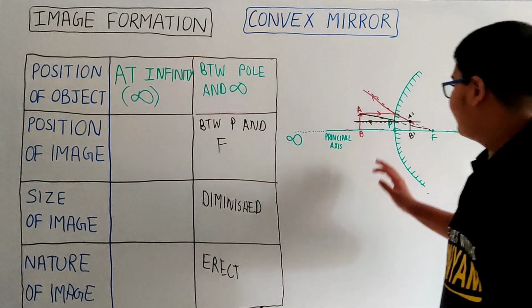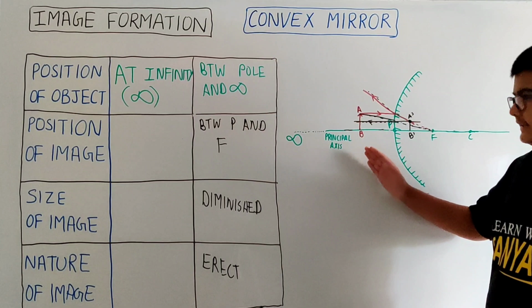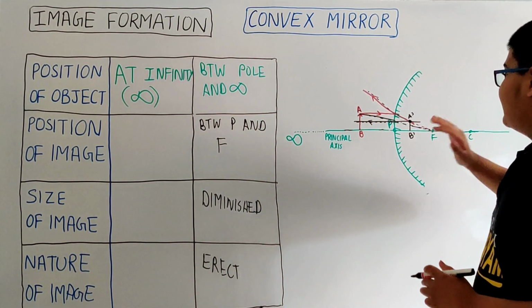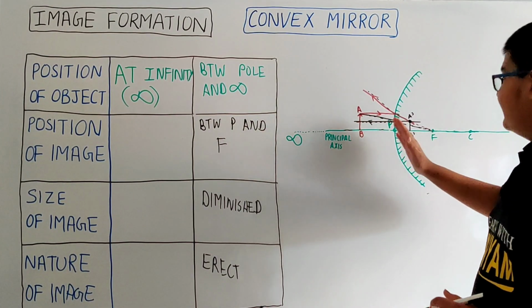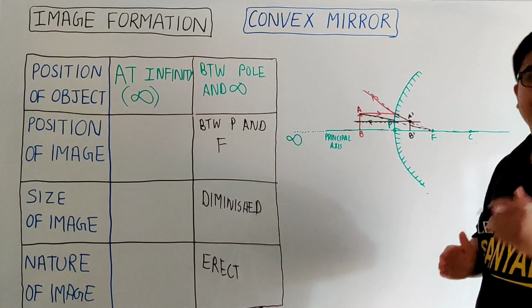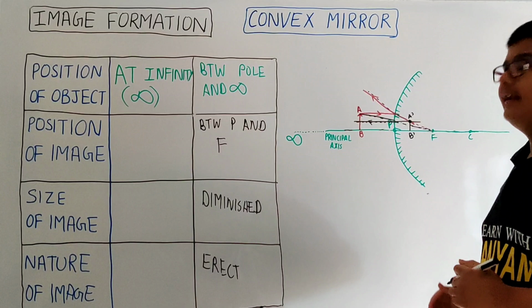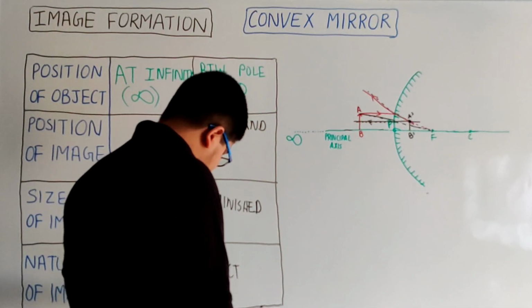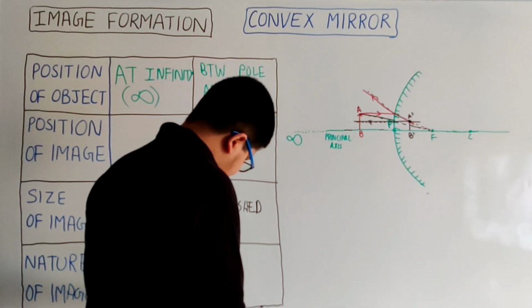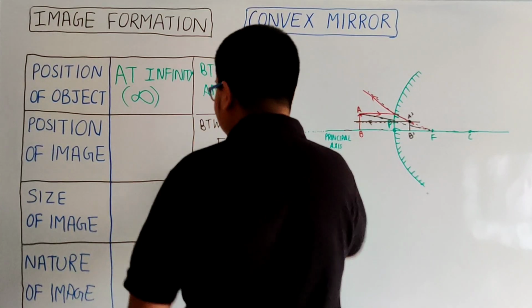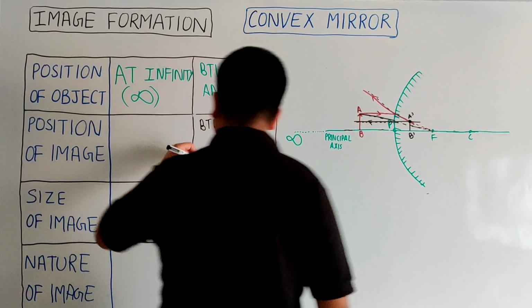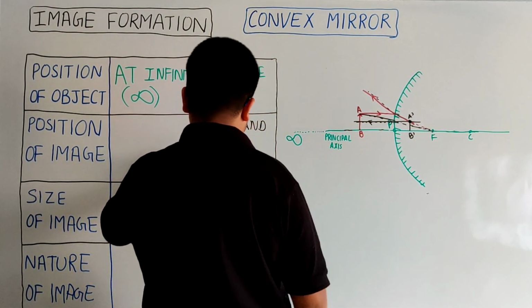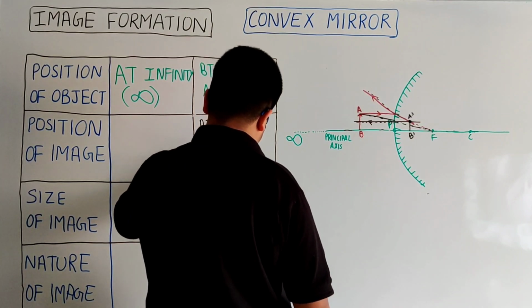And also you can see that this image is formed not by the actual meeting of rays. The rays are not actually meeting, they are meeting behind the mirror and they are appearing to meet. And such an image is known as virtual image. And one thing you can add in the position of image is that the position of image will be behind the mirror. As you can see that the image is being formed behind the mirror.